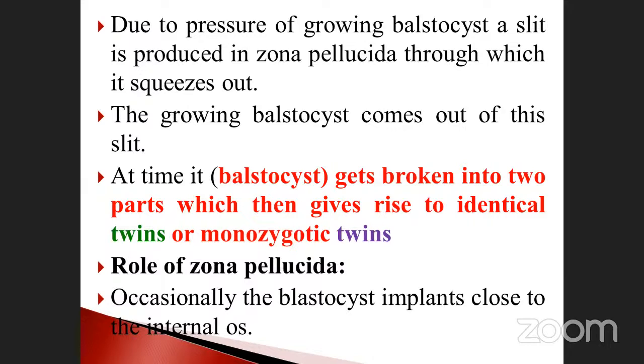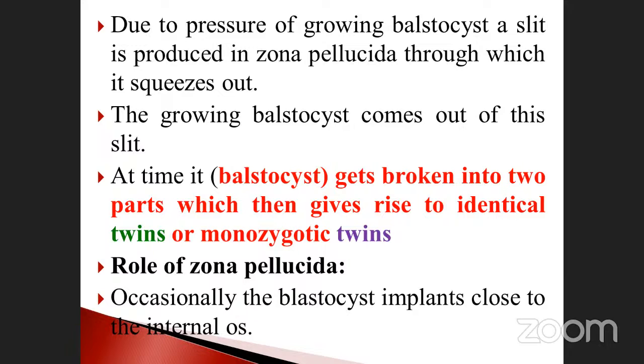Sometimes they may ask how twins are produced or formed, and which part gets broken. Blastocyst. Note it down. Which part is divided here? Blastocyst. Yeah, good. The blastocyst gets broken, then only you will get the identical twins, isn't it?